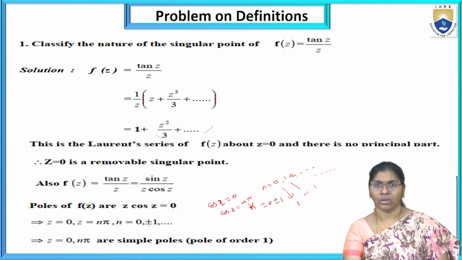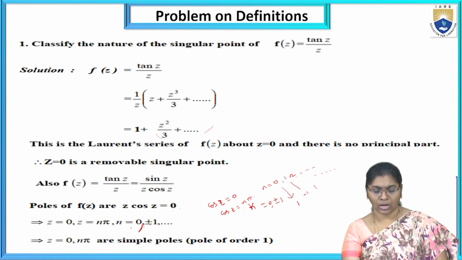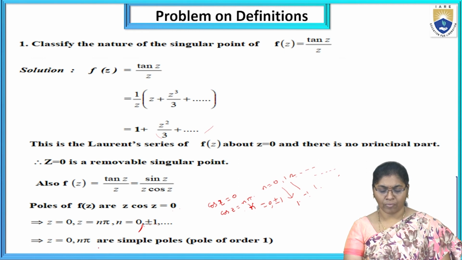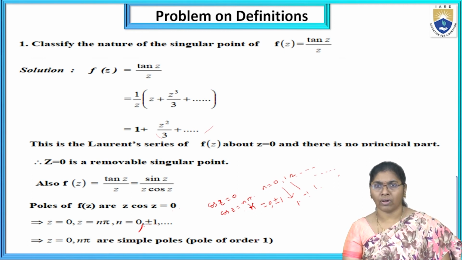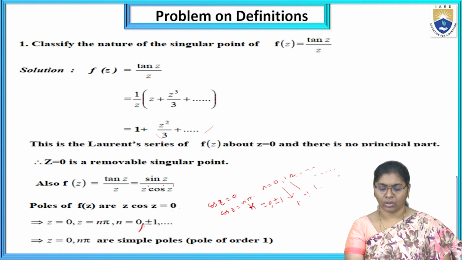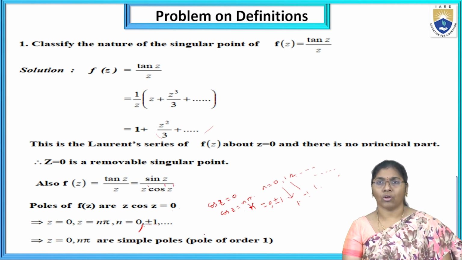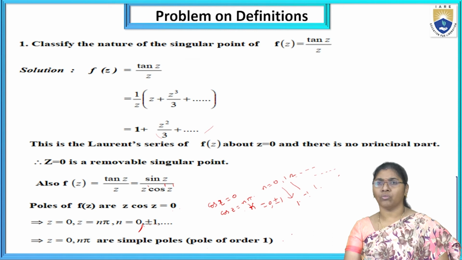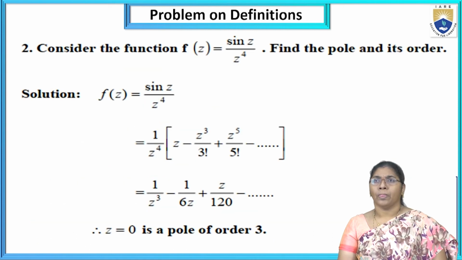Now the condition is satisfied for n equal to 0, plus or minus 1. The values alternate: plus 1, minus 1, plus 1, minus 1. That's why we are considering plus or minus 1 simply. Now z equal to 0 and z equal to n pi are simple poles, poles of order 1. Here the order is 1. That's why these poles are simple, and an order of 1 is called a simple pole. And 0 is also there.